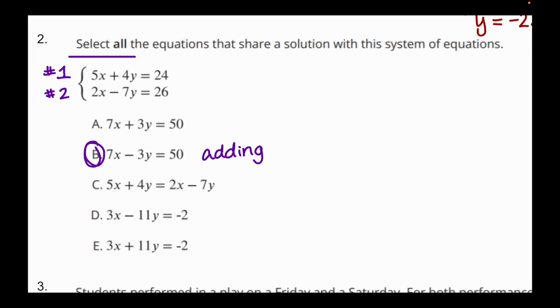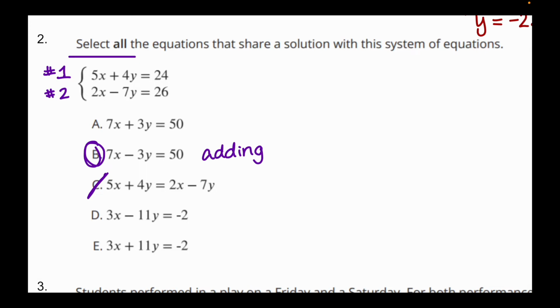5x plus 4y is equal to 2x minus 7y. That is not going to be true for part C, because that would only be possible if they were equal to the same number over here, and they're not. So I can't set them equal to each other.